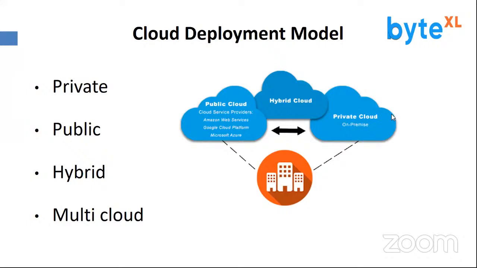The first one is the private cloud. What do you mean by private in general? When I say private, it is available for a single cloud customer, private to one person or to one organization, right? Now let's take an example of Bytexcel itself. When I say Bytexcel is using a private cloud, it means that all the resources and the data center belong to Bytexcel. That is where the private cloud comes into the picture.